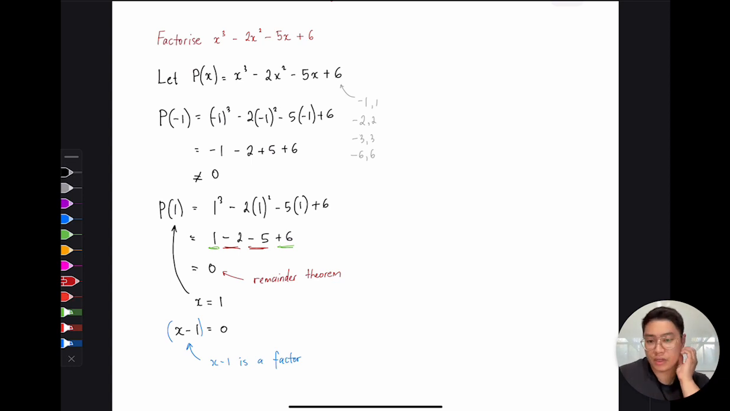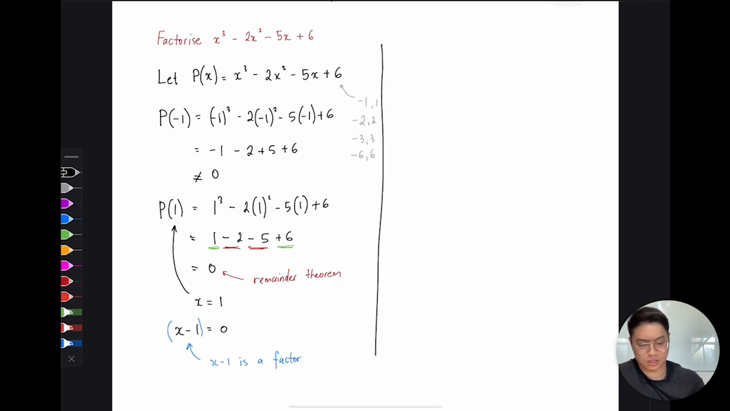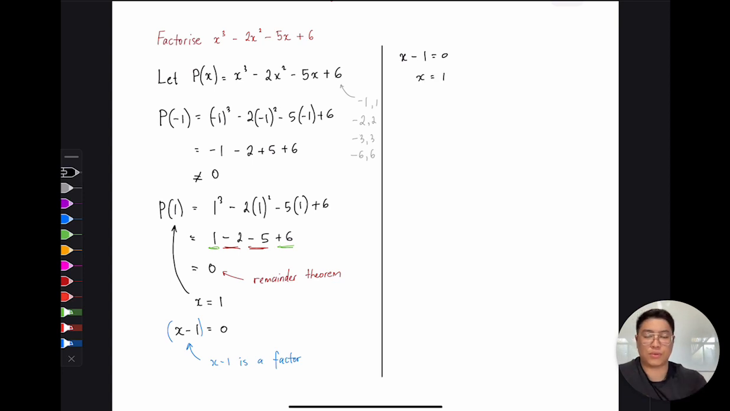So once we have that x minus 1 is a factor, then what you can do is long division or synthetic division in order to break this cubic up into a linear factor, here's one of our linear factors, and a quadratic. So I'll do this here on the right hand side. I'll do synthetic division here because it seems like it's favored for more simple questions.